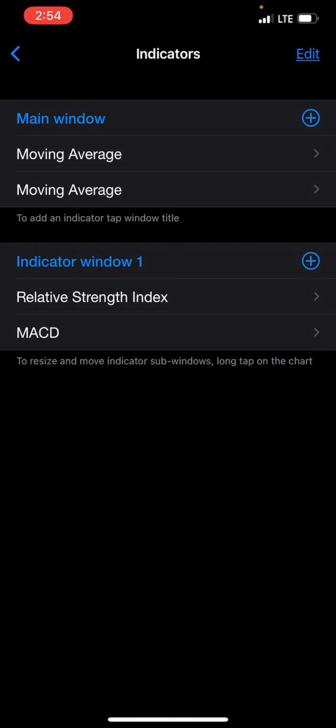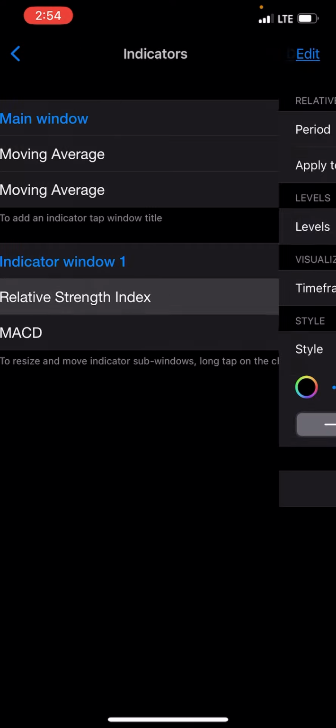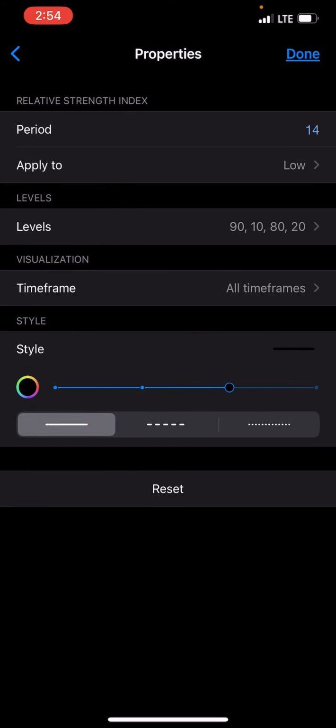The first indicator you add will be RSI. After adding the RSI, click on the RSI. The next thing you're going to do will be period is 14, applied to low. Levels here, we have level 90, we have level 10, right? We have level 10, 80, and 20, right? Time frame, all the time frames. You choose color. I'm using black. You can use any color.